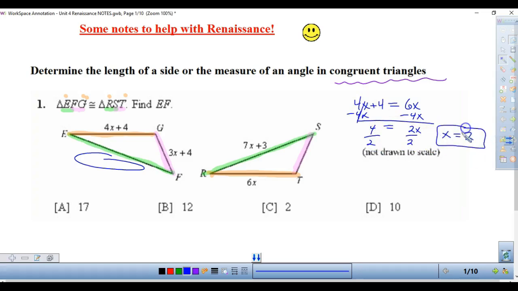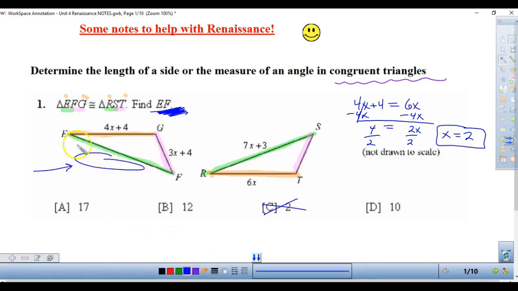Now, the thing to watch out for in Renaissance is you'll notice that there's this answer here of 2. That's not the answer because they didn't ask me to find x this time. They want me to find EF. So if I go back to EF, I actually have it circled here. It's blank. So I can't plug my x in there because there's no information.